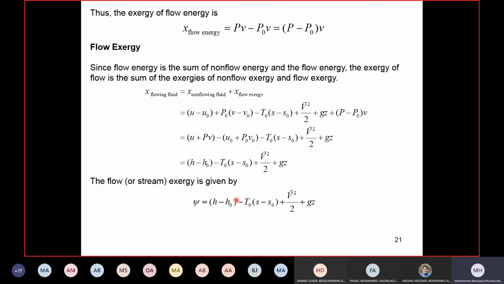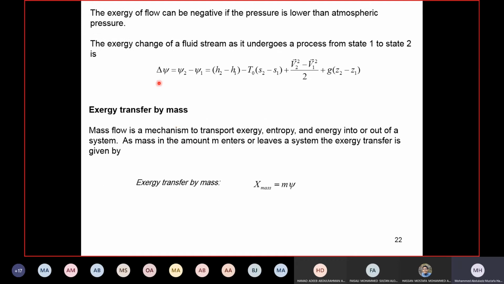If there is a flow that has a mass, we say H minus H naught. So instead of U minus U naught, it will be H. We used to have this in the first one as well. U will change to H, so H minus H naught, minus T naught (S minus S naught), plus V squared over 2, plus GZ. These are the two equations that I want you to memorize, psi and phi. If I'm looking for delta psi, then delta psi will be psi 2 minus psi 1. This will be equal to H2 minus H1 minus T naught (S2 minus S1), and this here.